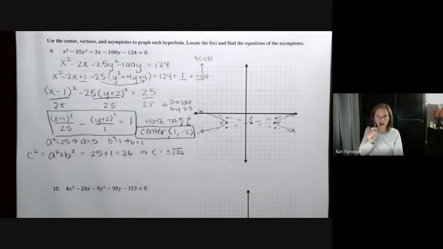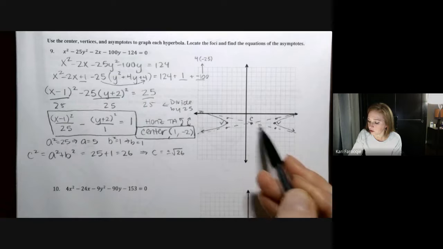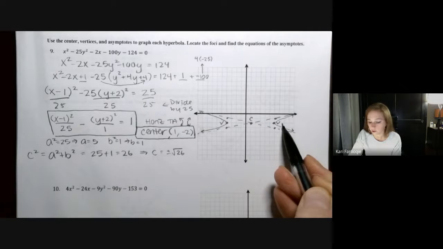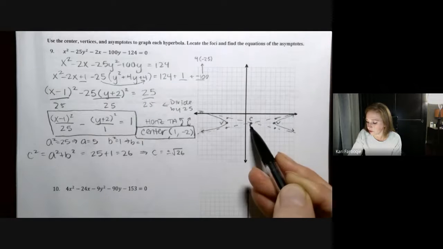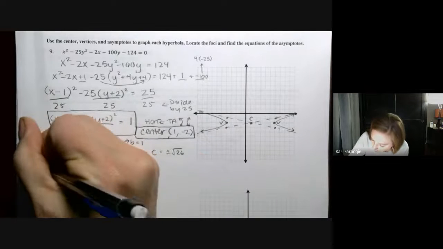So I'm going to take that x coordinate for the center point, and I'm going to add and subtract the square root of 26 from it. I'm not moving anywhere up or down from the center. I'm just moving out to get to one focus point, to the right, and then to the left to get to the other one. Don't need the y coordinate for that.